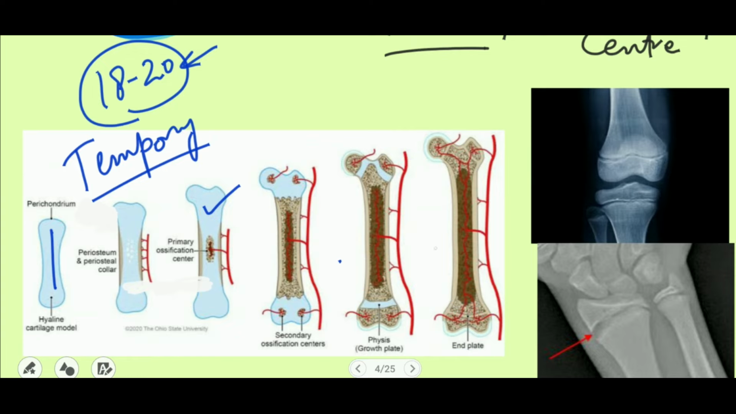How far will you gain the length? How far will the bone increase in its length? The answer is persistence of the growth plate. Then there can be increase in the length of the bone. Here the growth plate disappears. The growth plate also ossifies.